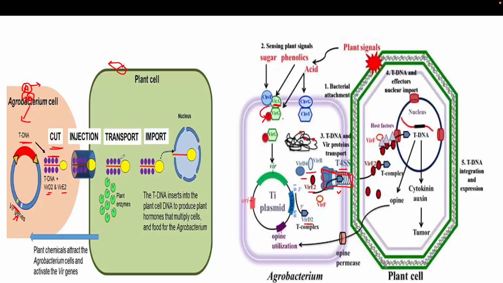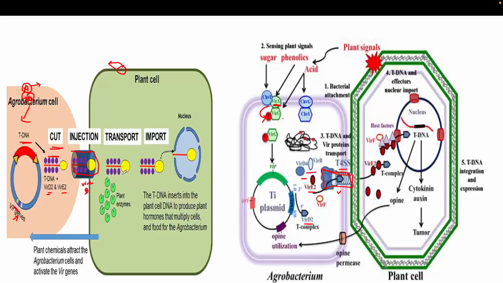For transfer there is a requirement of a complex channel. This complex channel is made up of virulence gene B. There is a participation of virulence gene B which prepares this complex system or channel system for the transfer of the single stranded T-DNA. So, bound with virulence gene D2 and E2, this T-DNA will be transferred to the plant cell.